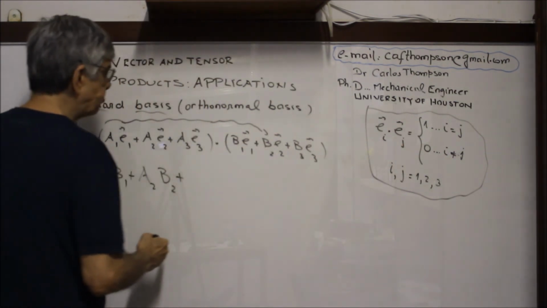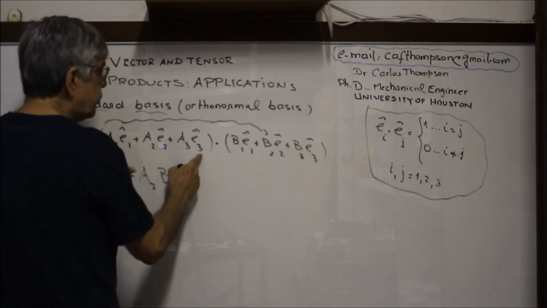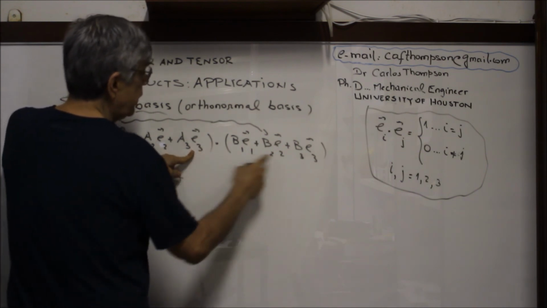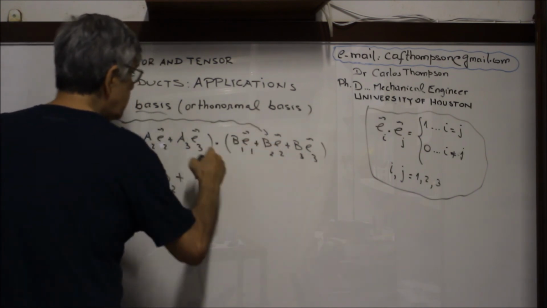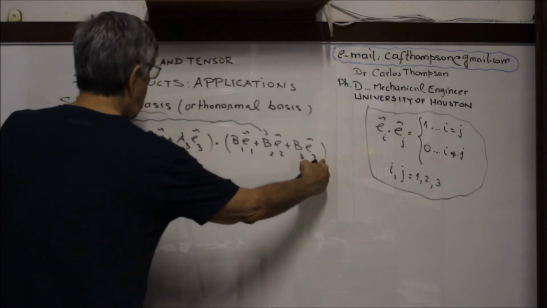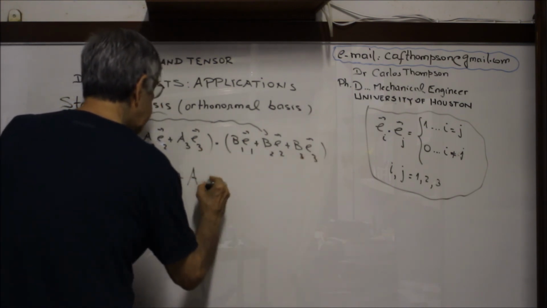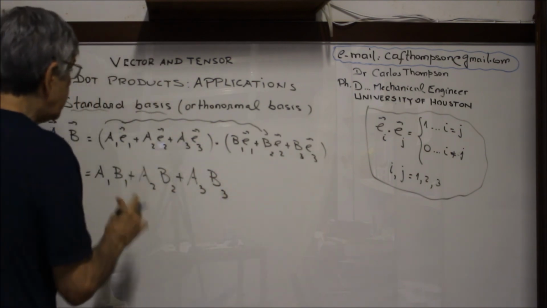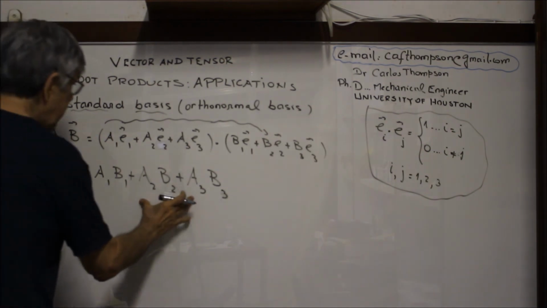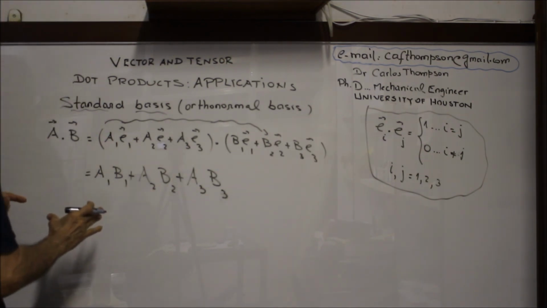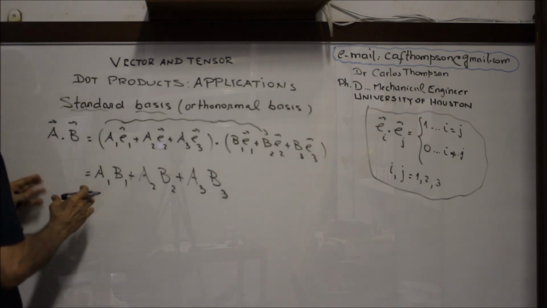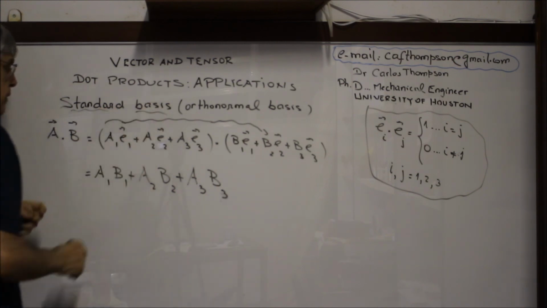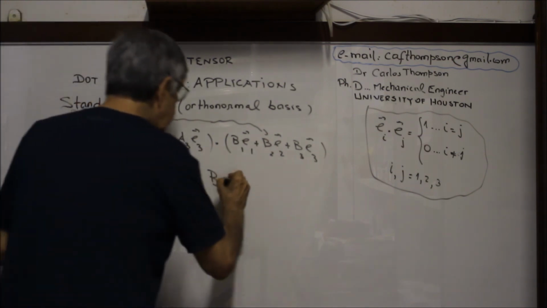Look at all of it here. Now, A3 E3 dot B2 E2 will also be 0 because E3 dot E2 is 0. And E3 dot E3 will be 1. So this is A3 B3. This is a scalar quantity. This is a very, very, very important result when we break down each vector into the standard basis. Now I can write like this.